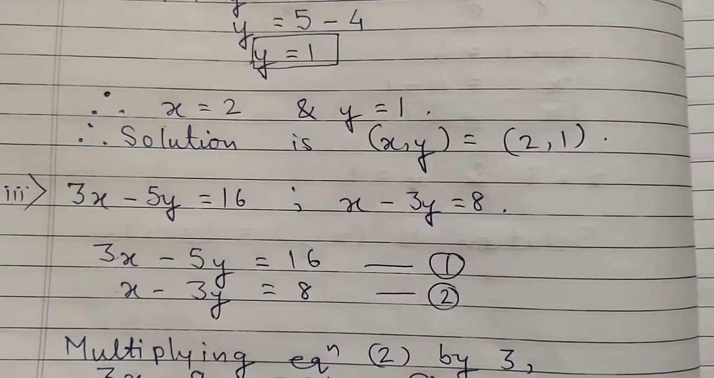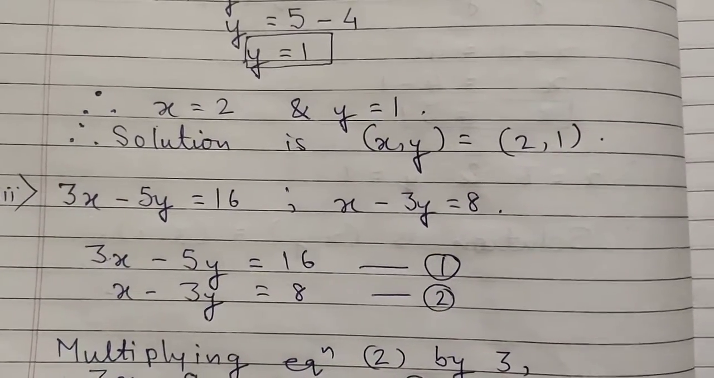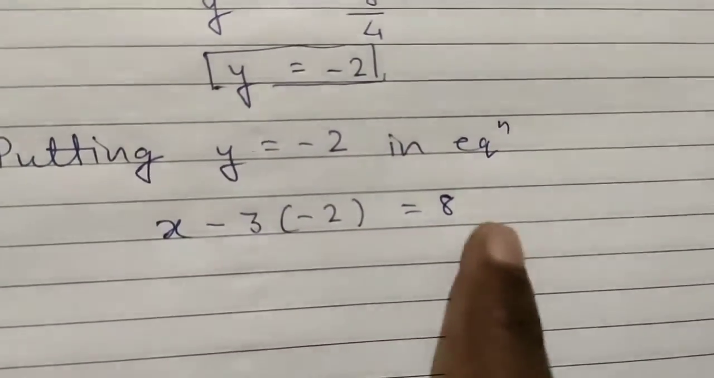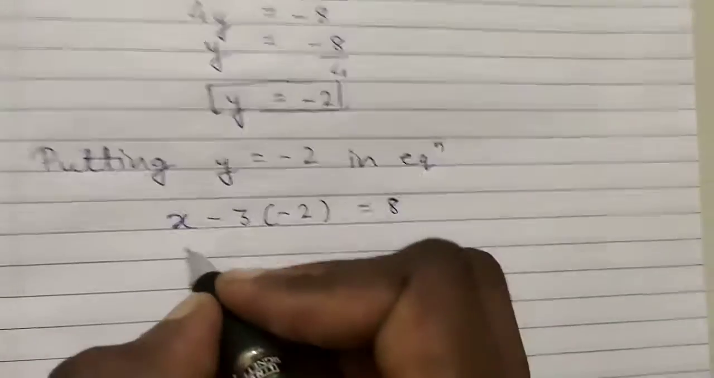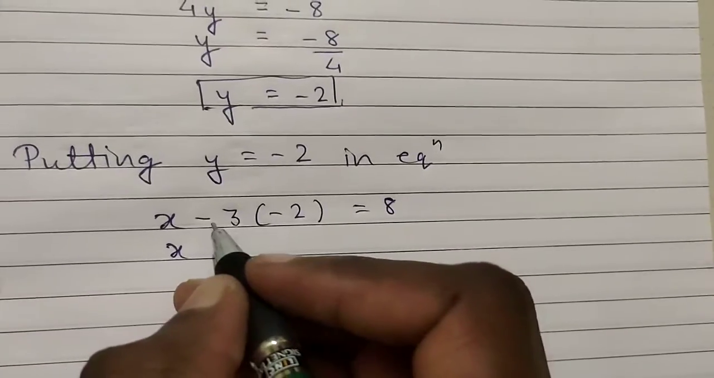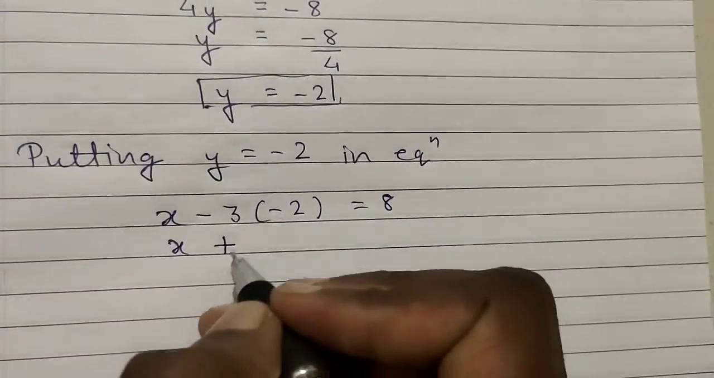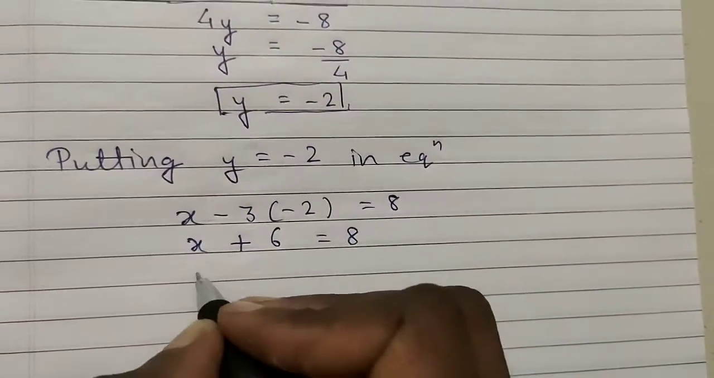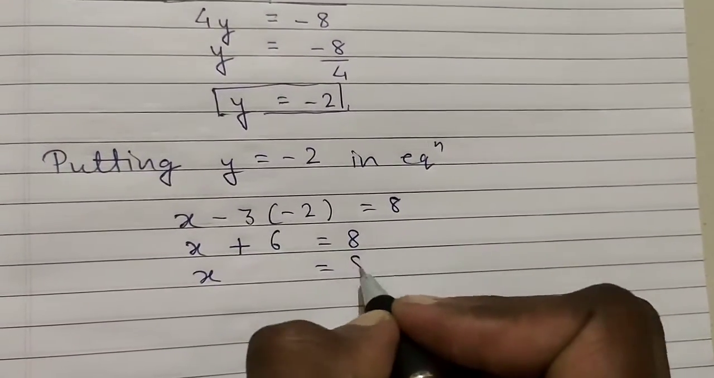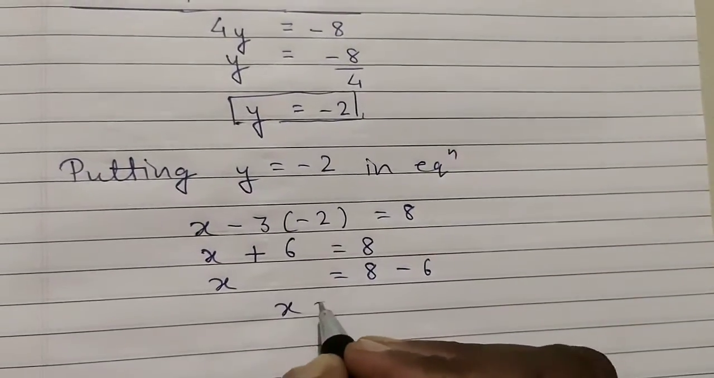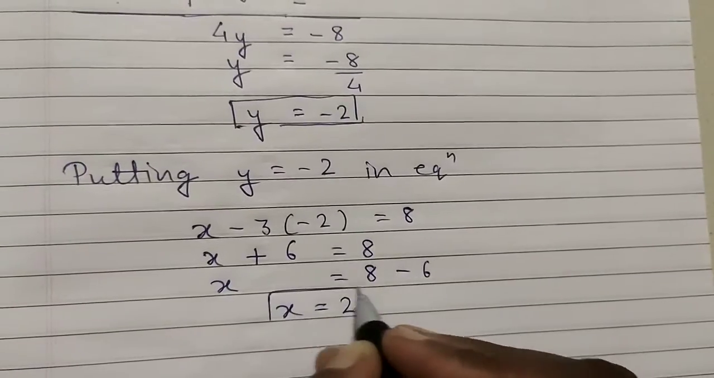I will get x minus 3 into minus 2 equals to 8. See, that is what I have written here. X minus 3 into minus 2 equals to 8. Now see, this is x minus minus becomes plus. See, you are multiplying, and whenever you multiply, minus minus becomes plus, and 3 times 2 is 6. Okay, now in the next step, transfer this 6 to right hand side. So this plus 6 becomes minus 6. So here you will get x is equal to 2.